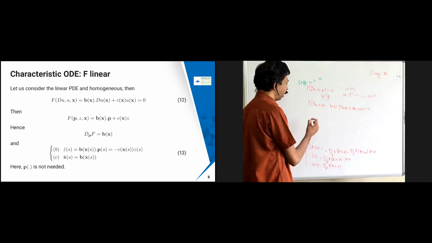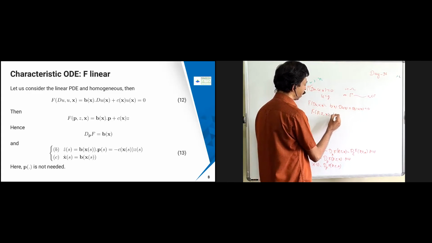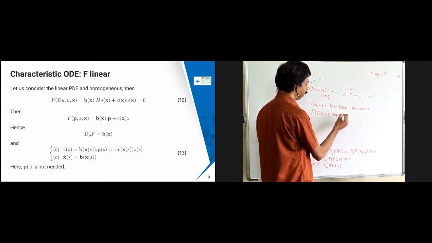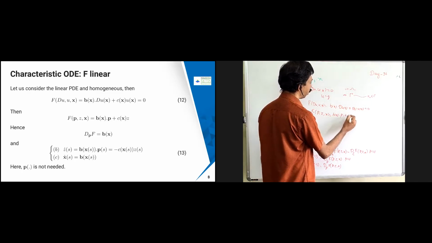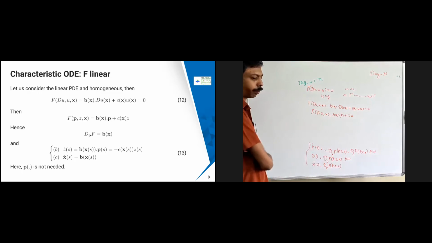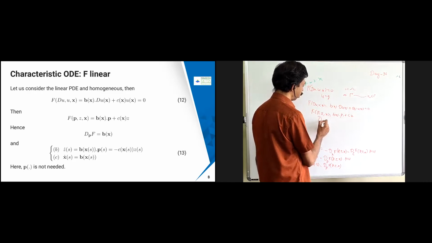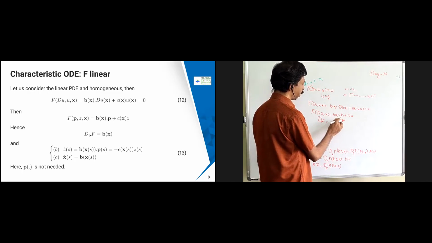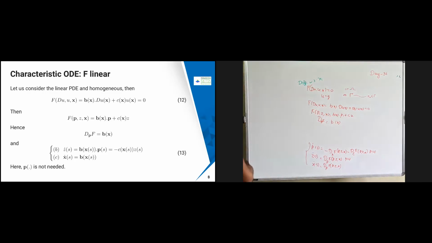Therefore, I can write this as f of p, z, x equal to b of x into p, plus c into z. Now if I calculate d_p of f, I am just differentiating with respect to p, therefore the c term is going to become 0, only p is going to become b of x. So d_p of f is going to become b of x.